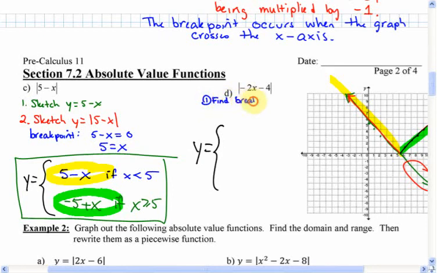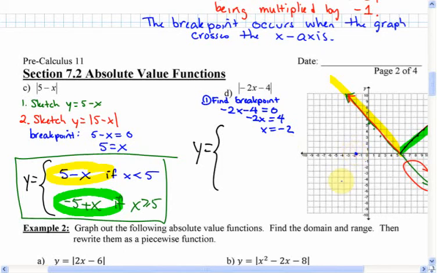How do you find the breakpoint? Solve for x. Make the stuff inside the bracket equal to 0. Solve for x. Let's do that. Plus 4, so it's equal to -2. So -2, x equals to +4, x equals to -2. Good. So the breakpoint, the point where the graph touches the x-axis, is -2.